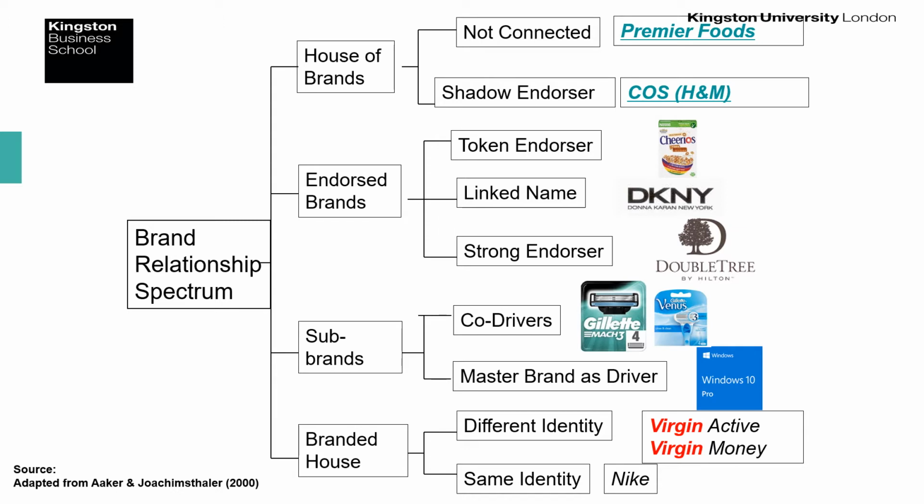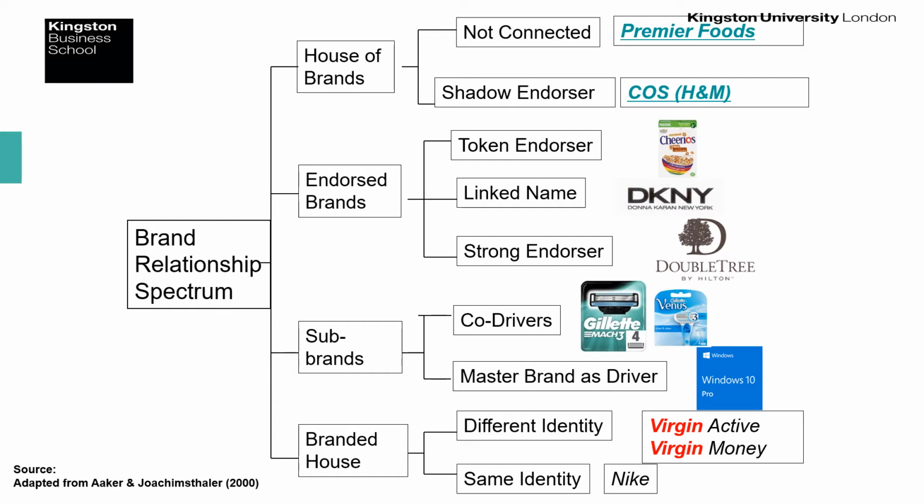The other sub-strategy in the sub-brand strategy is master brand as driver, and the example given there is Windows. We have Windows 10, etc., and all the other Windows, but it's the Windows brand that is dominant. So the master brand is becoming ever more dominant as we move down through the strategies. And the most extreme example of this is the final strategy, the branded house, where pretty much there is only 1 brand name. And the examples that I'm showing are Virgin and Nike.